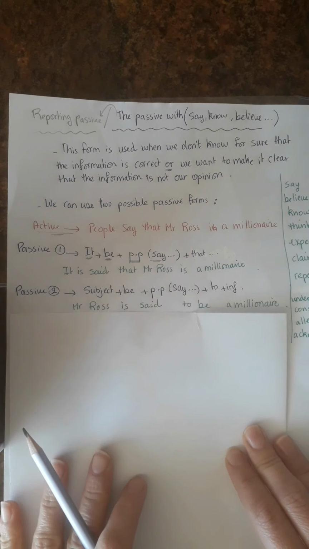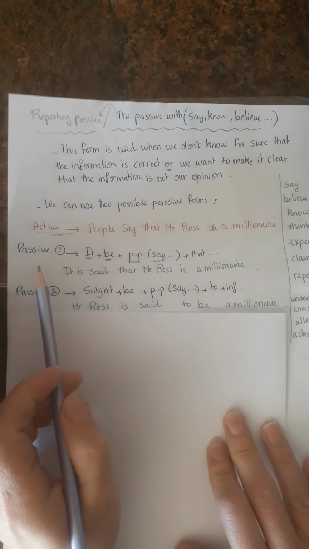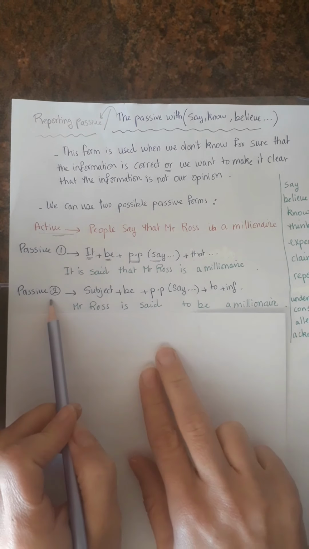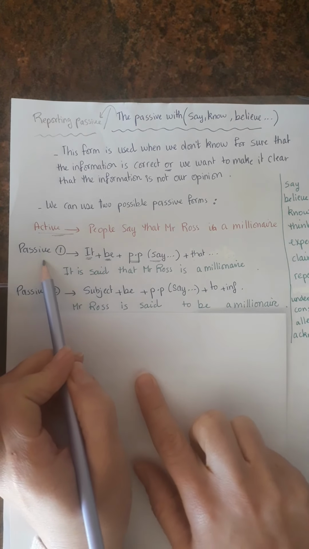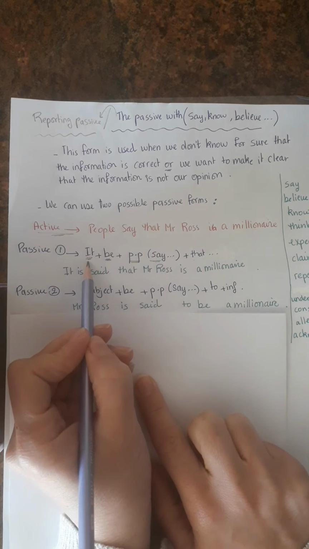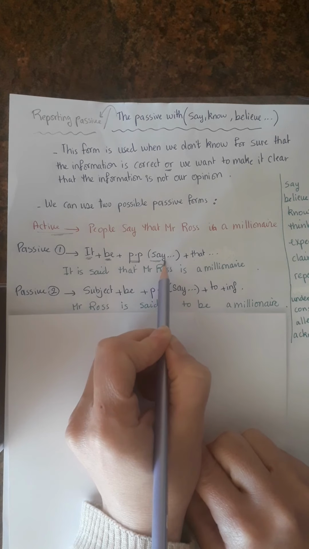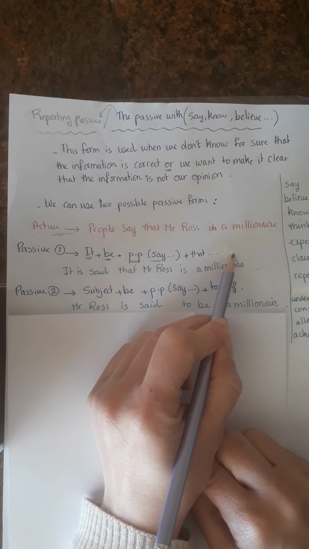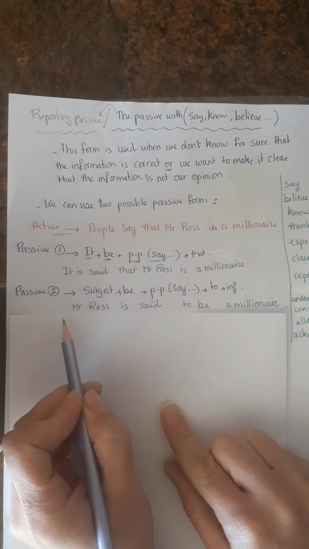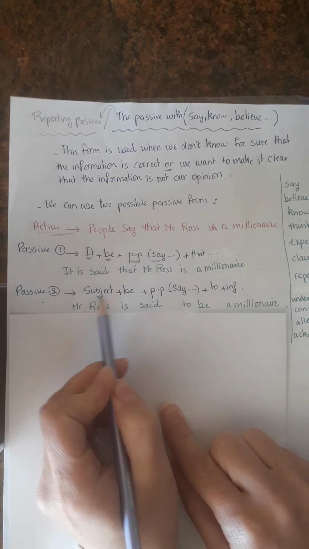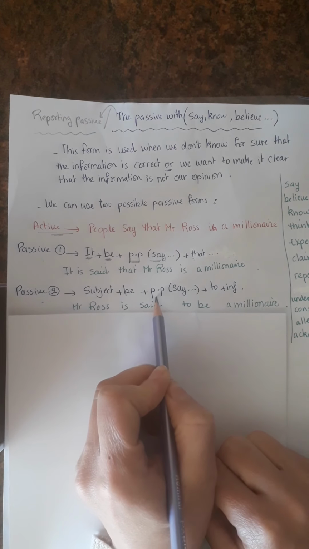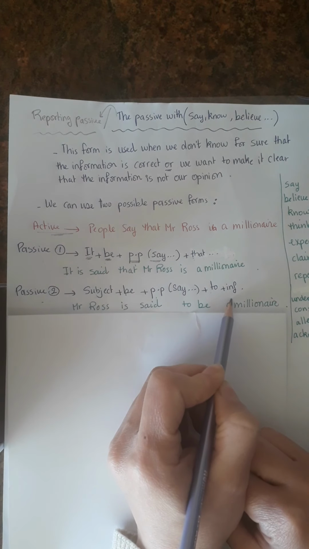Okay, there are two possible passive forms. This is the first form and this is the second form. In the first form, we start the sentence with it, the verb to be, the past participle form of the verb say, believe, think, etc., then the rest of the sentence. The second passive form is with the subject, the verb to be, the past participle form of the verb say, believe, think, etc., to, and the infinitive form.